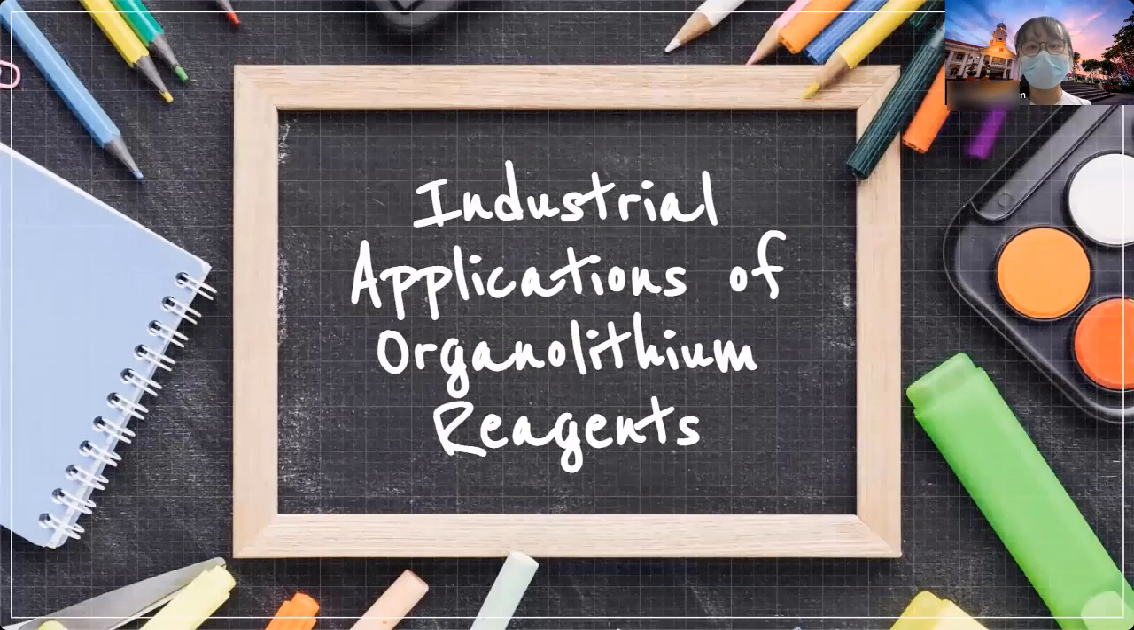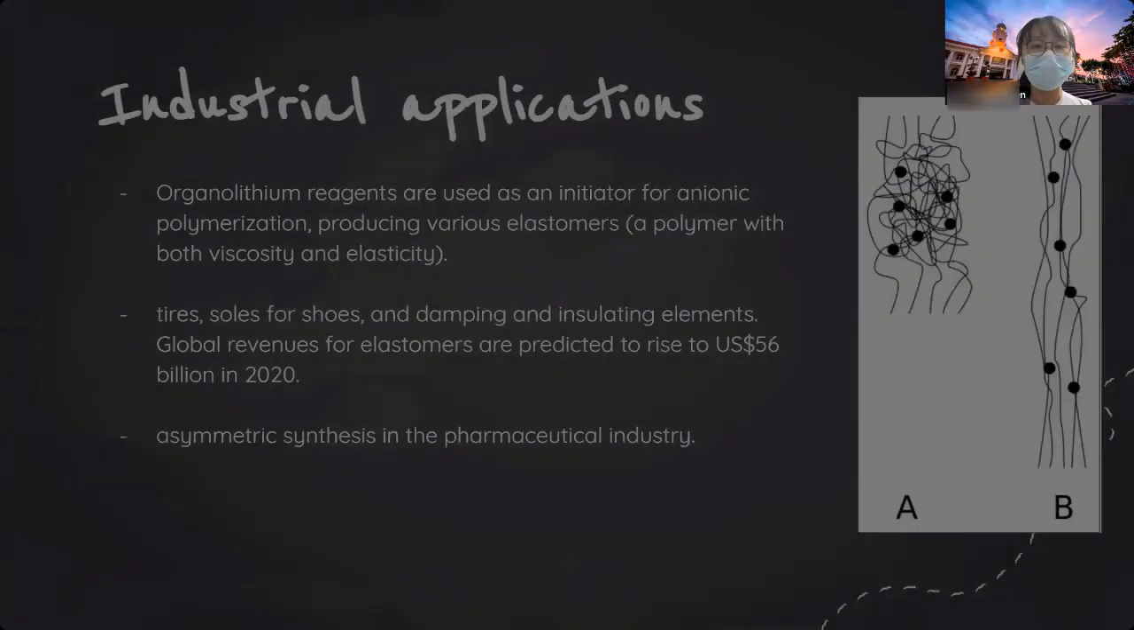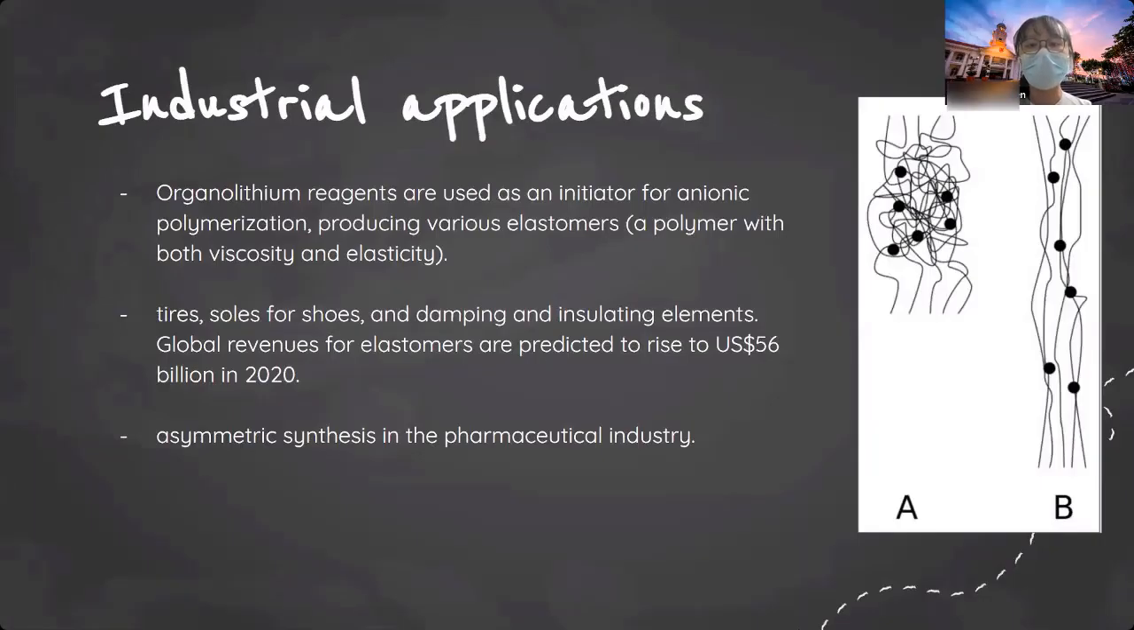Next, I'll be moving on to talk about the industrial applications of organolithium reagents. Organolithium reagents are used as an initiator for anionic polymerization, producing various elastomers. Basically, they are polymers with both viscosity and elasticity, as you can see in this diagram. They are used in the synthesis of tires, soles for shoes, and insulating elements. It can also be used in the asymmetric synthesis in the pharmaceutical industry.